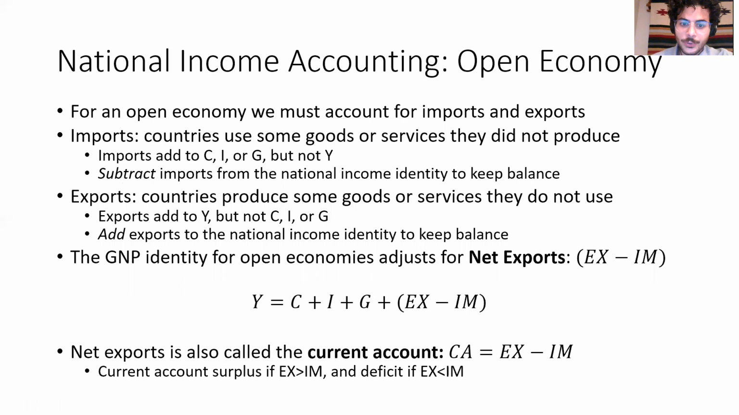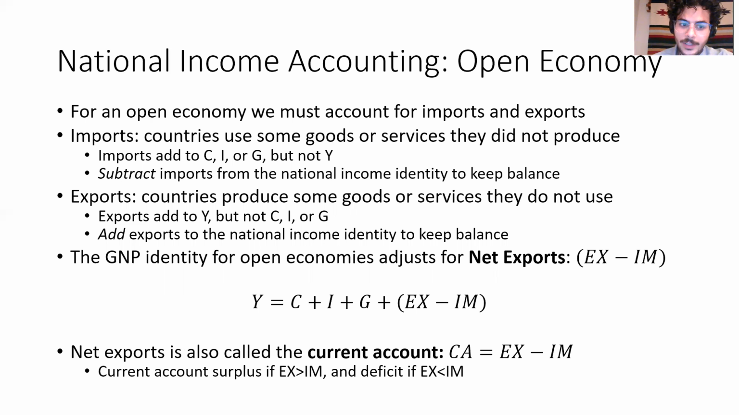Exports means that countries produce some goods or services that they don't use. So exports are production, they contribute to GNP, but they're not uses of goods. So they're not going to be counted in consumption, investment, or government spending. And so for the national income identity to stay balanced, we need to add exports.